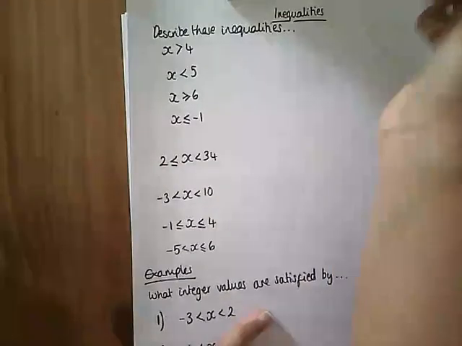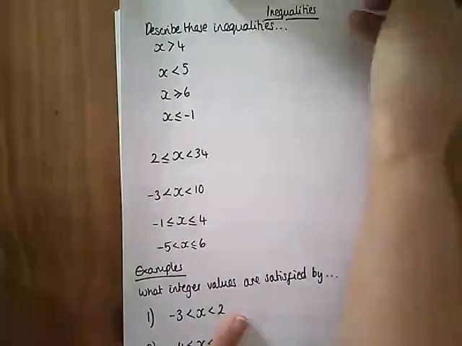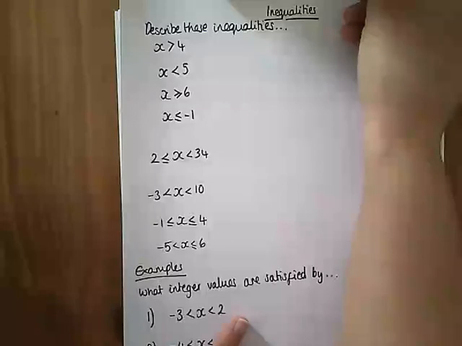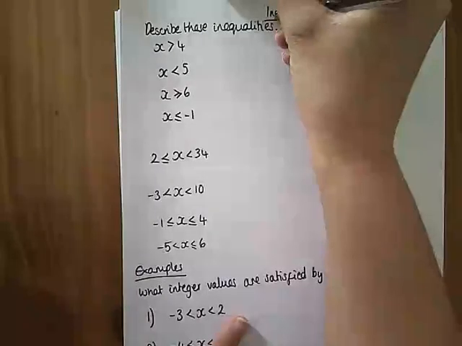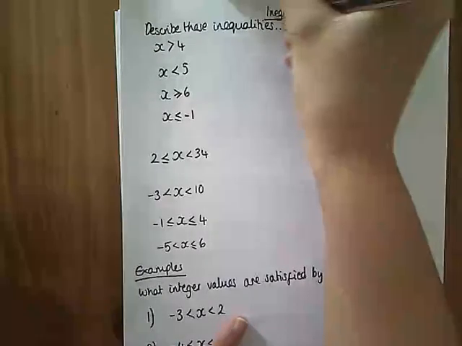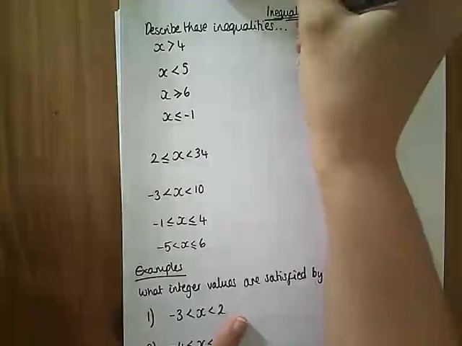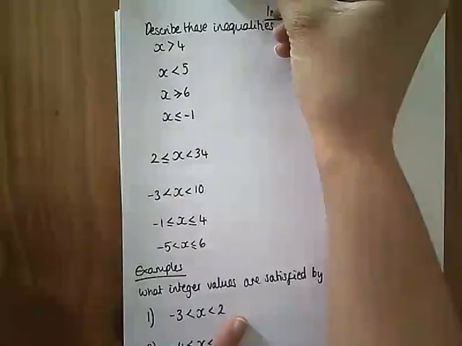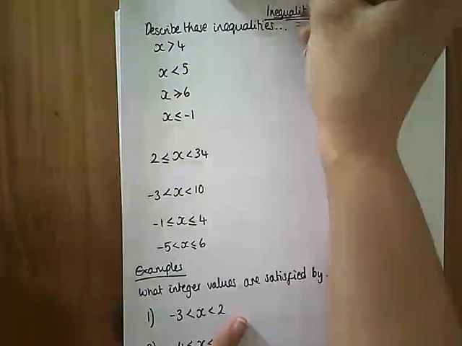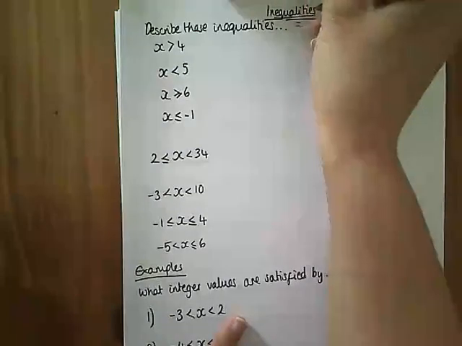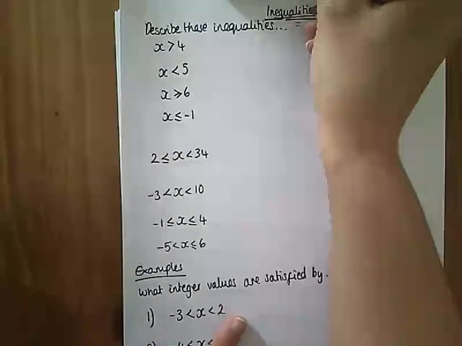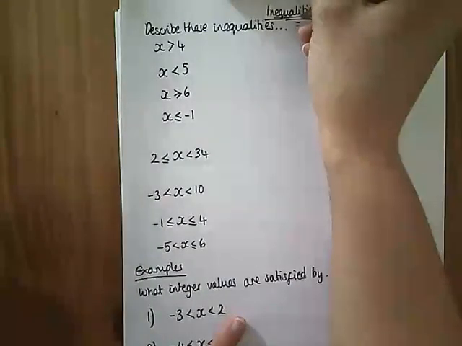Hopefully you'll have come across inequalities in some capacity before. They are sort of what they sound like. An equality is obviously an equal sign, and so an inequality is obviously not an equal sign. Now it doesn't mean the opposite of an equal sign. It means that it's either less than, bigger than, less than or equal to, or bigger than or equal to. Okay, so we're going to look at what these mean.